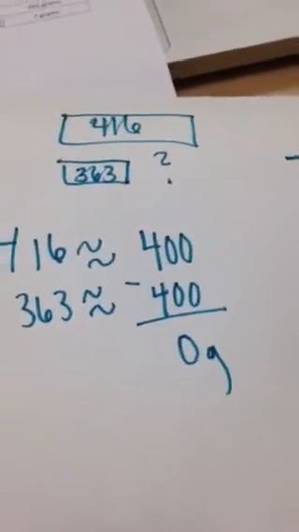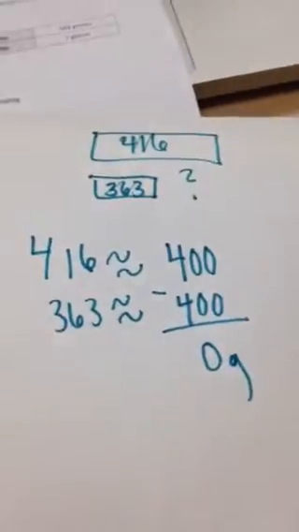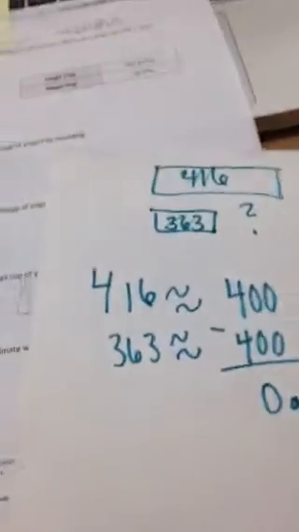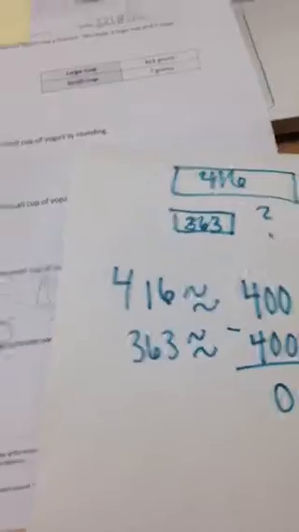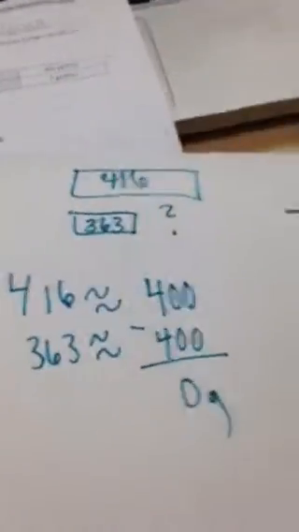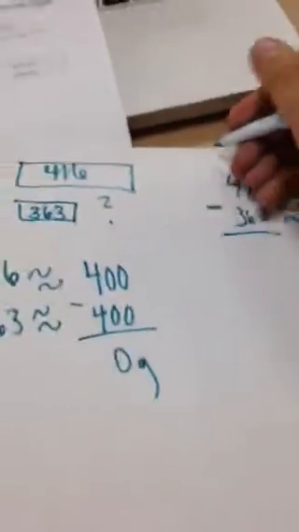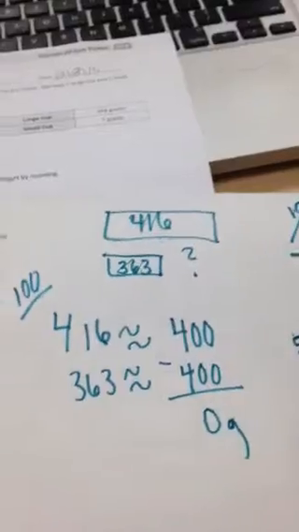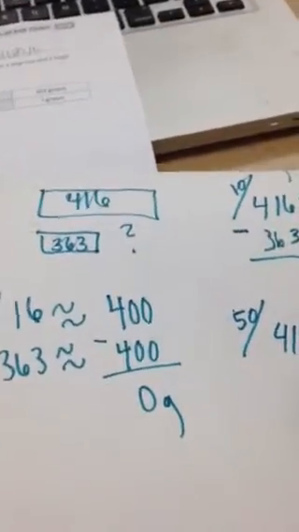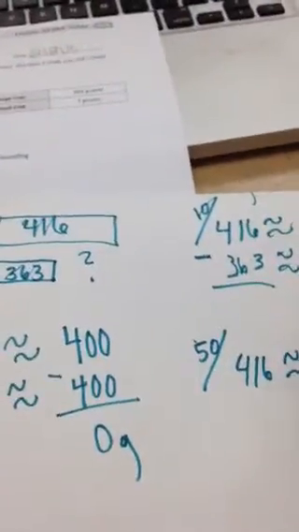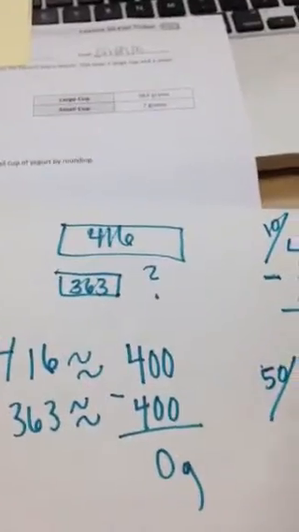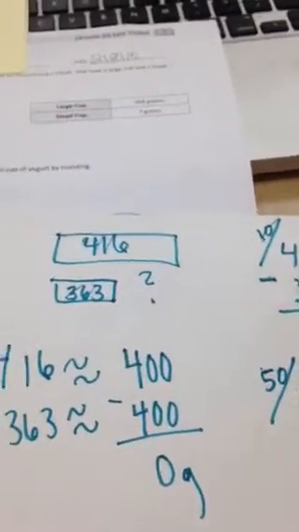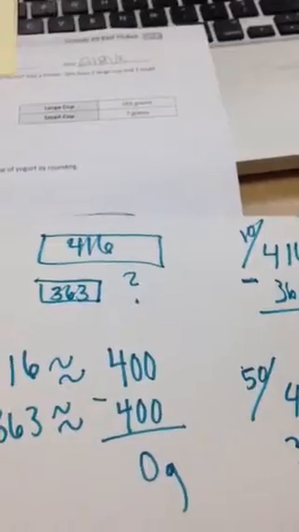Let's see if there's any difference if we round it to the nearest 50. Okay? There's no right or wrong here necessarily. Just choose a number to round it up to or round it down to the nearest 100, nearest 50, nearest 10. So this is the nearest 100. This one was the nearest 10. So let's see if we can do the nearest 50. So 416 rounded to the nearest 50 is going to be 400. And 363 rounded to the nearest 50 is going to be 350.